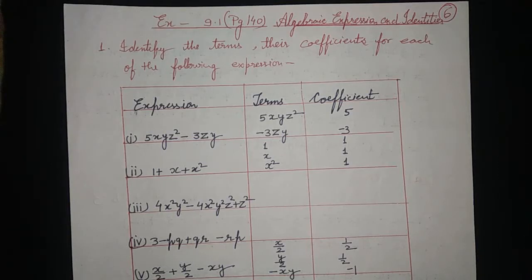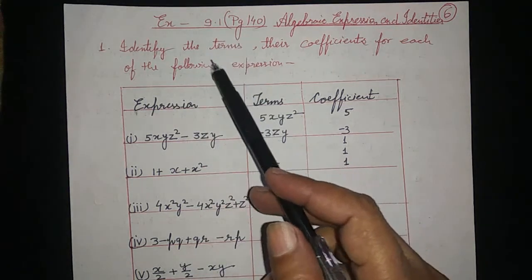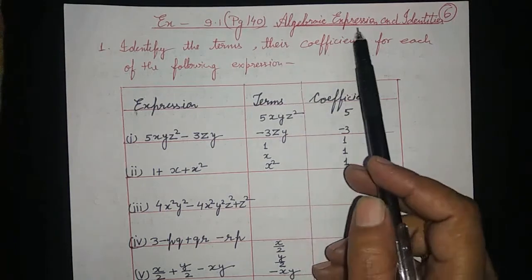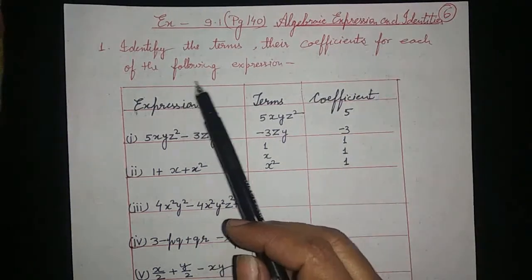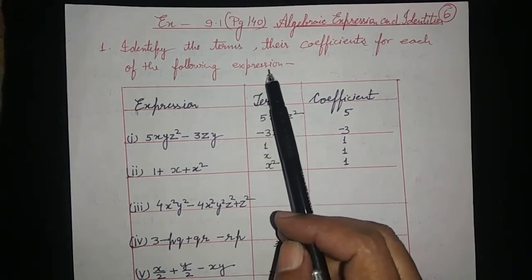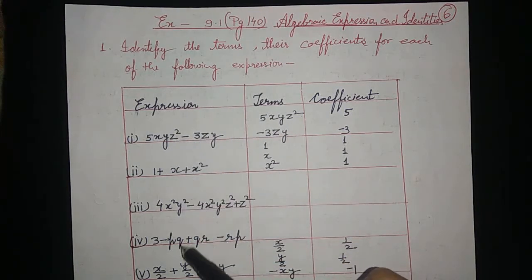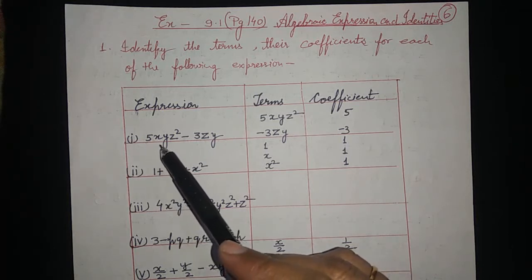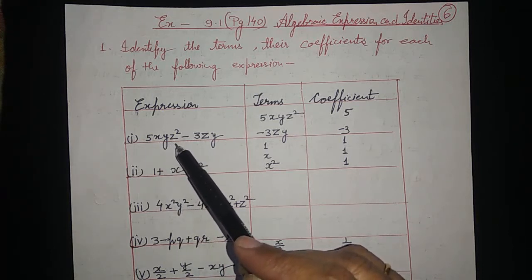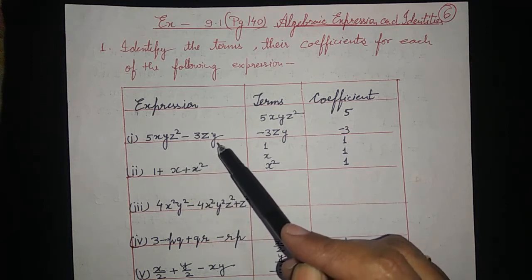Hello students, today I will start exercise 9.1 of chapter Algebraic Expressions and Identities. The first question is: identify the terms and their coefficients for each of the following expressions. Here in the first column I have written the given expressions. Now the first given expression is 5xyz square minus 3zy.